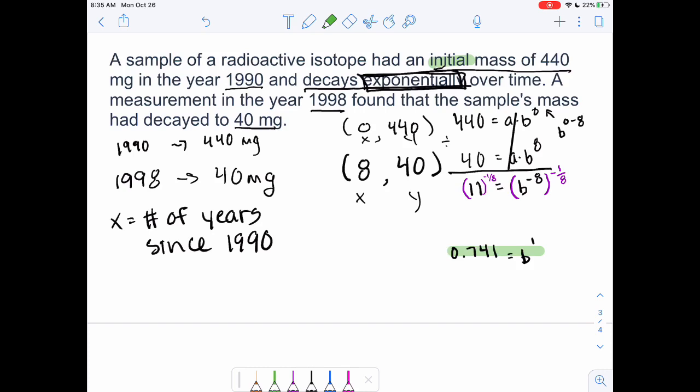Thankfully, they did give us the initial mass. So we can very easily write our equation as y equals my initial mass times the multiplier some unknown number of times.